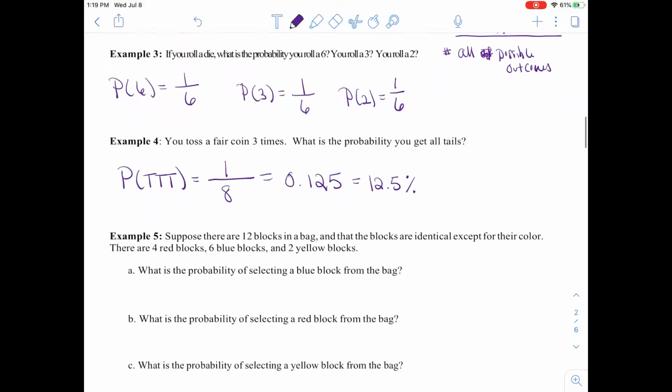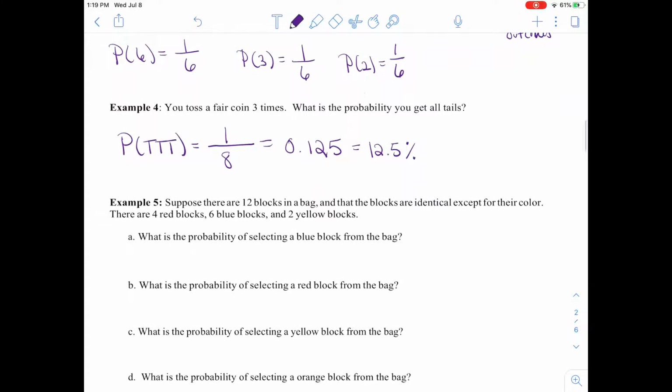Okay, so your next example. Suppose there are 12 blocks in a bag, and the blocks are identical except for their color. So there are 4 red blocks, 6 blue, and 2 yellow. So they gave us the total number. If they didn't, I would have just added 4 plus 6 plus 2, and I would have gotten 12.